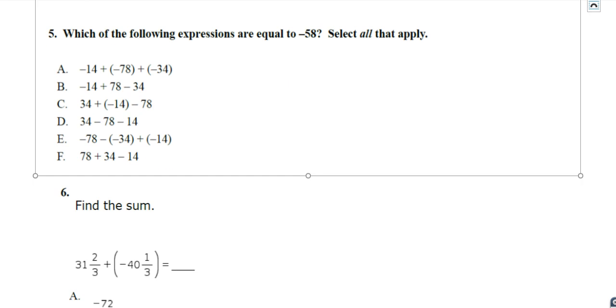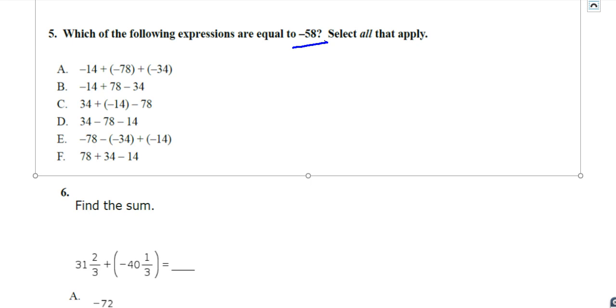Which of the following expressions is equal to negative 58? Select all that apply. So negative 14 plus negative 78 plus negative 34. So I'm looking for negative 58. Well, the way to confirm this is just to remember your rules for adding and subtracting negative numbers and just applying that and seeing if you get negative 58.